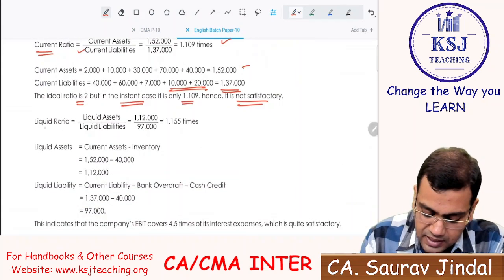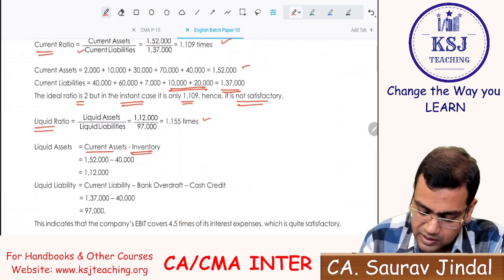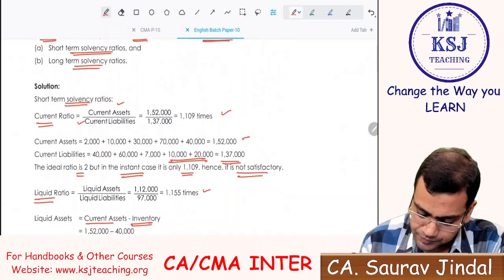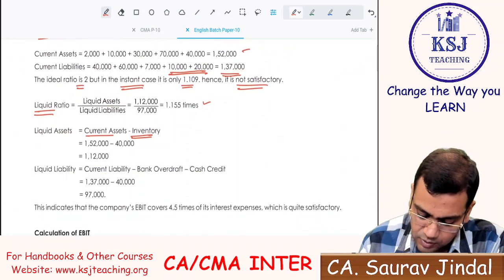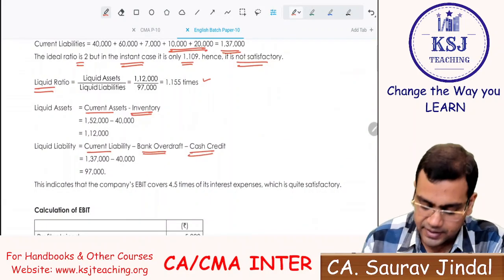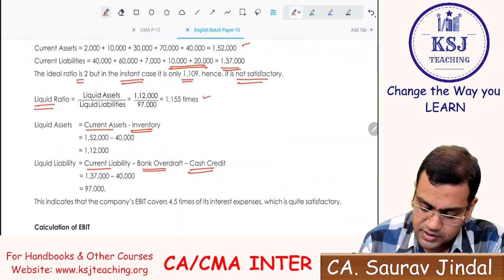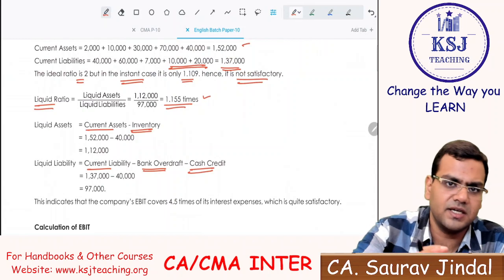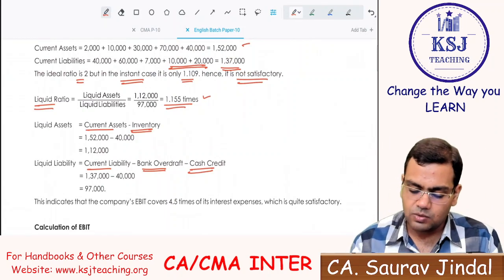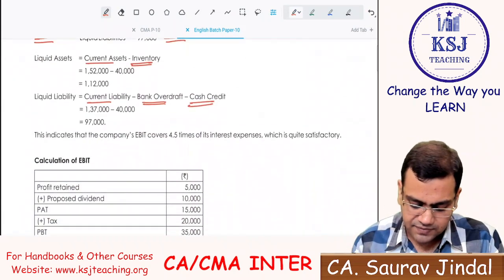Then the liquid ratio. What are the liquid assets? Current assets minus inventory will give you the liquid assets. Liquid liabilities means current liability minus overdraft. Yes, the overdraft will be subtracted here, right? This indicates that the company is okay. So this is about the liquid ratio. Liquid ratio is quite satisfactory because we say it should be at least 1, right? Liquid ratio should be at least 1. So it is 1.155. It is comparatively satisfactory, sir.